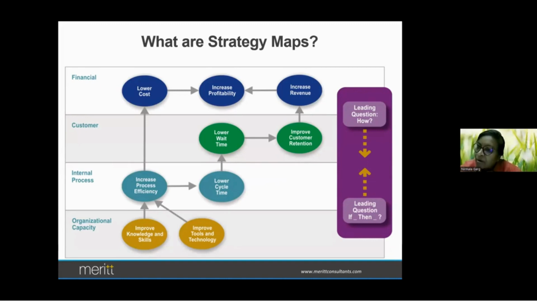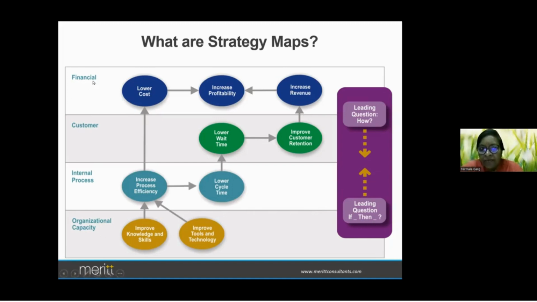Correct? Now, a BSC framework, I'm sure everybody has heard of it, has 4 dimensions. Correct? What are those 4 dimensions? Financial dimension, customer dimension, internal process, and what we call organizational capacity, which is actually the HR part, or the L&D and technology, etc. So these are the 4 dimensions on which an organization can be measured.